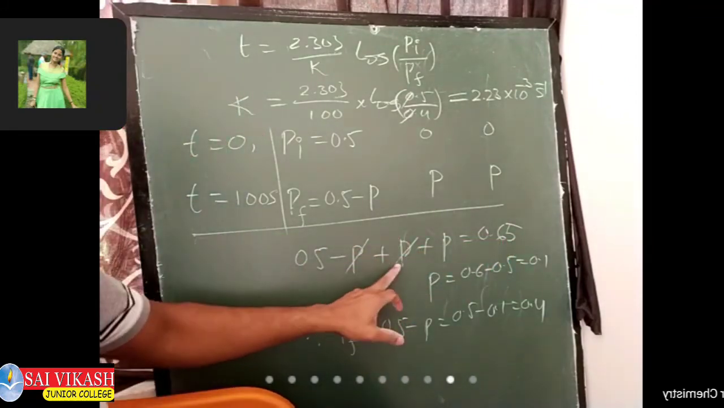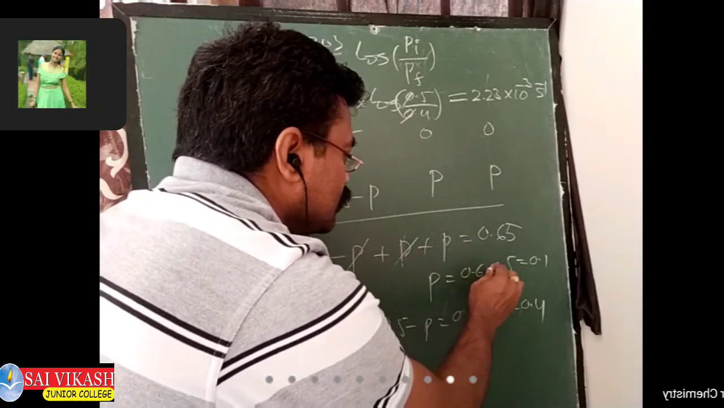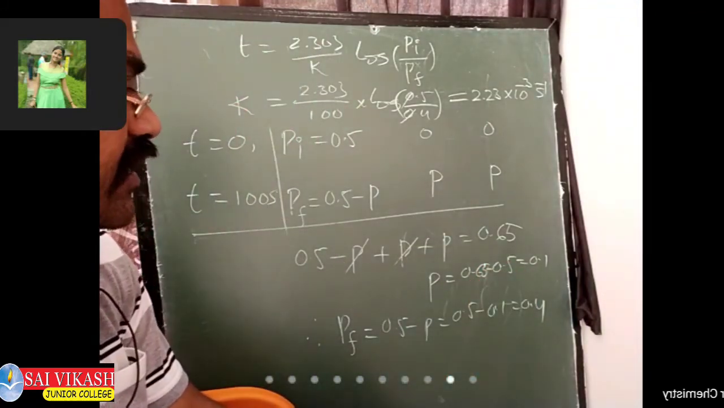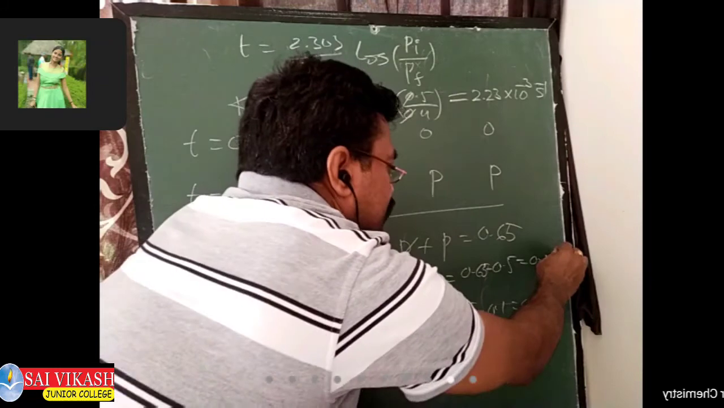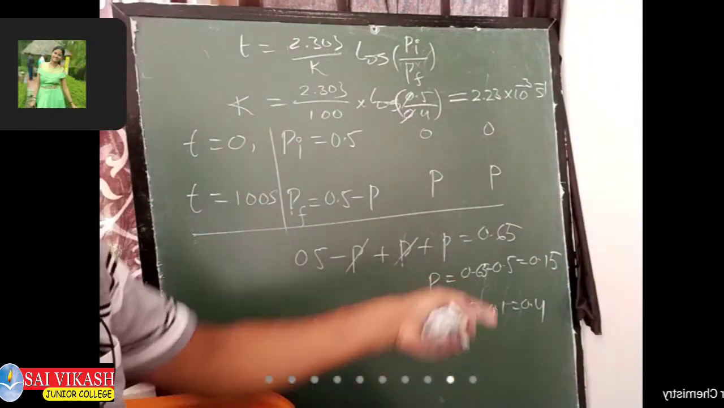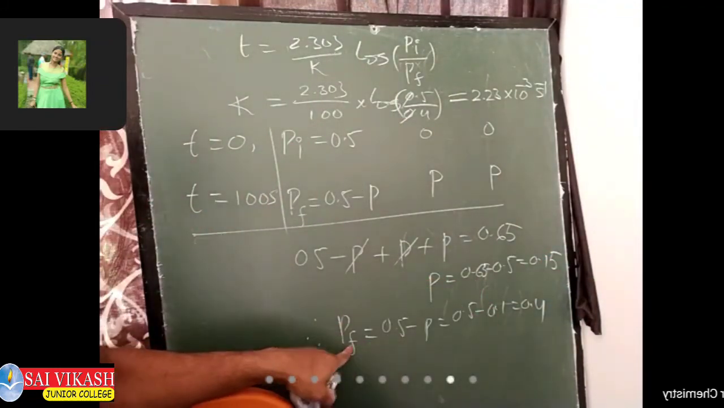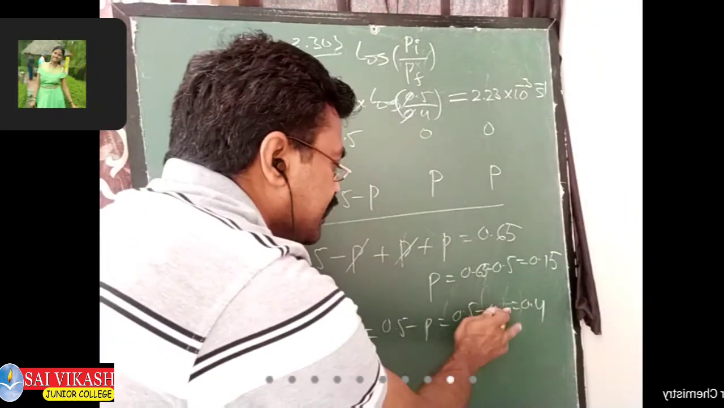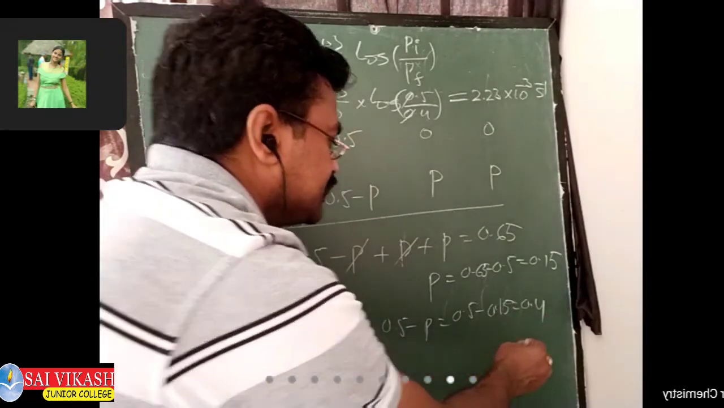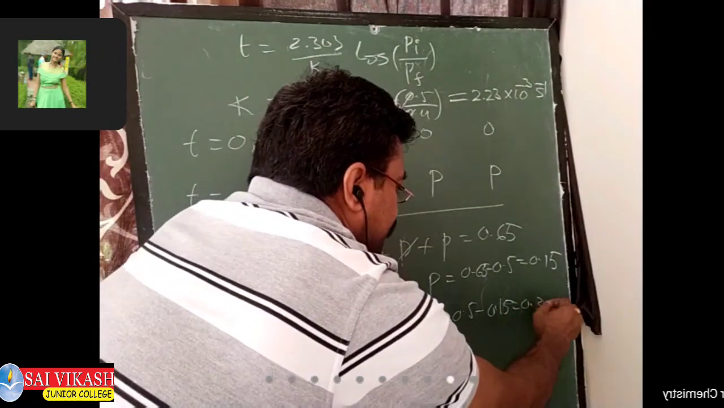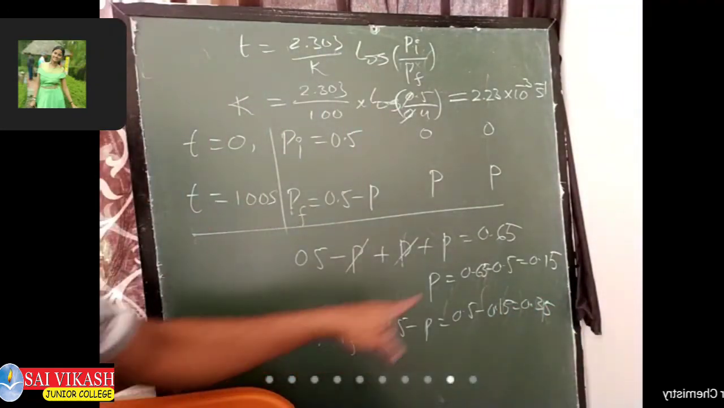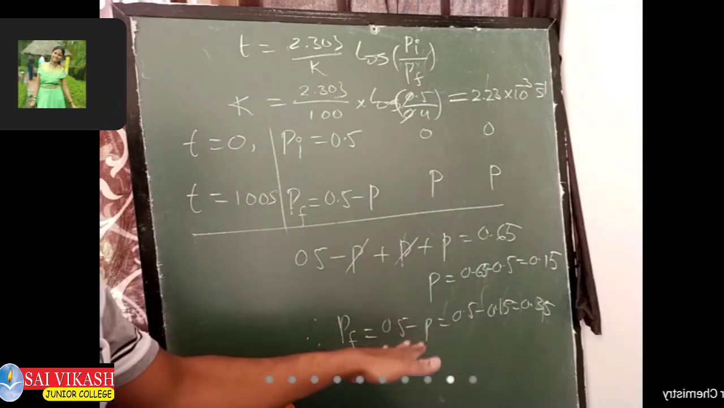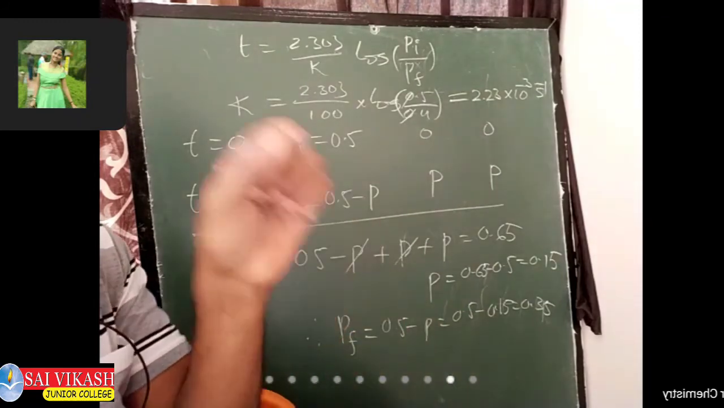Now P cancels, so P is equal to what? 0.65 minus 0.5, how much is it? 0.15. So P is 0.15. Then the final pressure is 0.5 minus P. So 0.5 minus 0.15 comes to 0.35. Now P final is 0.35. The final pressure is 0.35. They are asking the rate.